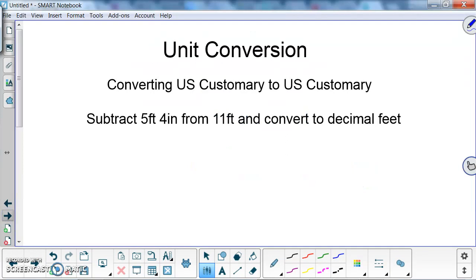Converting U.S. customary to U.S. customary. If I subtract 5 feet 4 inches from 11 feet and convert to decimal feet, I will usually use 11 feet and then do 5 feet. If I'm working this out, I'm going to subtract, and I have 4 inches. Now, I have 0 inches above it right now, and so if I borrowed one from here and I did 12, so that's just like borrowing from the tens, except this is base 12 understanding here.